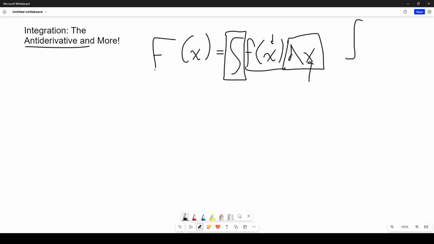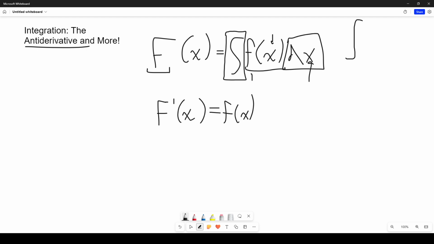A normal notation you'll see is when we have some kind of lowercase function, we use the uppercase as the antiderivative or integral. So what this means is that capital F of x is the function such that if you take the derivative, you get back to f of x.